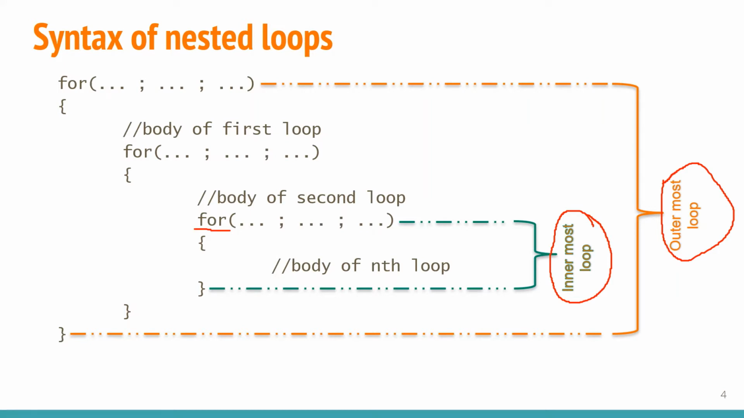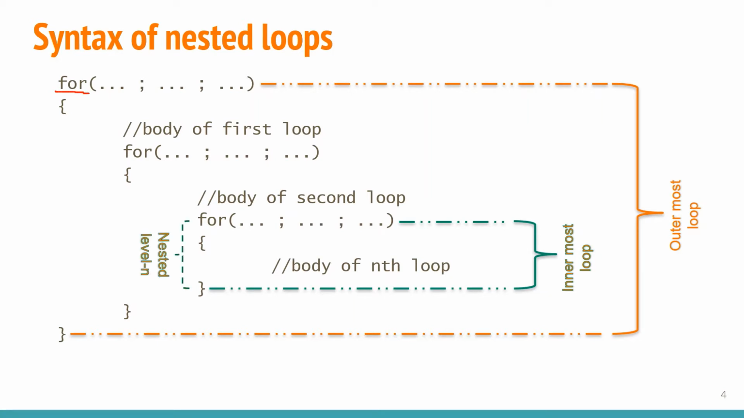We also have another set of terminologies which talks about the levels of loop. The outermost loop forms the first level, and the loop which is written in the innermost part is referred to as level n, because it is the nth loop. So if n was 4, this for loop would be at level 4.